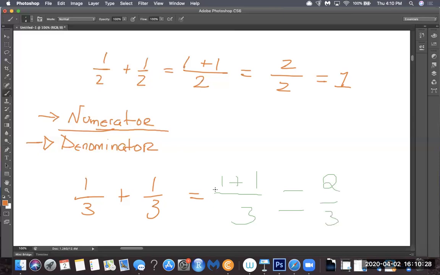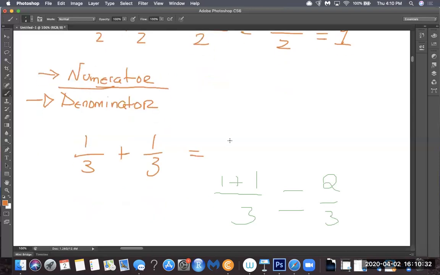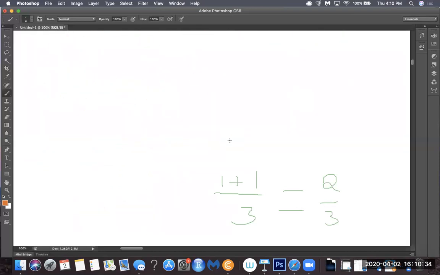Amazing. Okay. So now I'm going to complicate it a little bit more. Let's clear the screen. Instead of adding, we're going to subtract. So it's going to be 1 over 2 minus 1 over 2. Now, the same rule applies for subtraction. If the denominators are the same, which they are, you're just going to subtract the numerators.